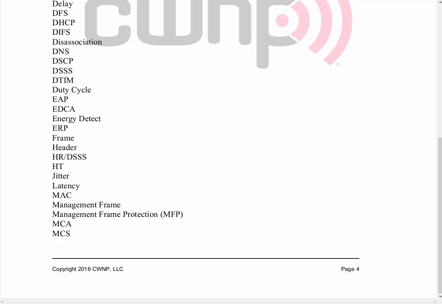So you need to understand all of these terms, and they are key terms to understand. This is not an exhaustive list of terms. This is a list of terms that, based on the objectives, based on the topics being covered in the CWAP exam, you'll want to make sure that you understand.